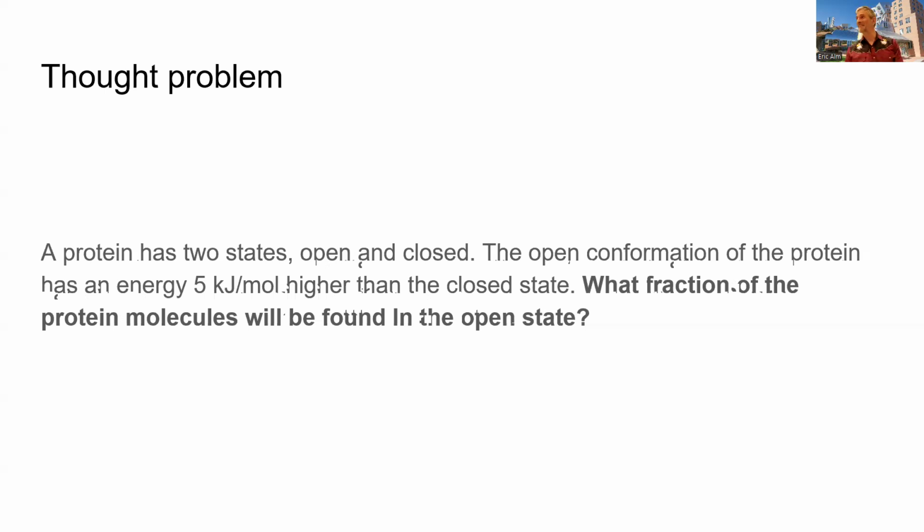Are you guys close to an answer? 11.9. Let's see. That sounds about right. Let's go through the logic. It's 5 kilojoules per mole, so that's 2 KT, right? So it's going to be e to the minus 2. That's going to be the relative amount in the open configuration. Relative to what? The closed configuration, which is just going to be 1. We'll call that 1.